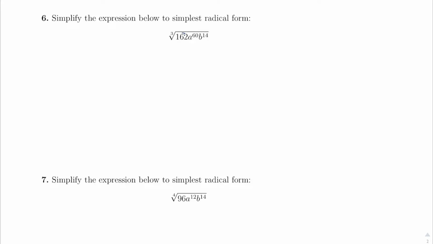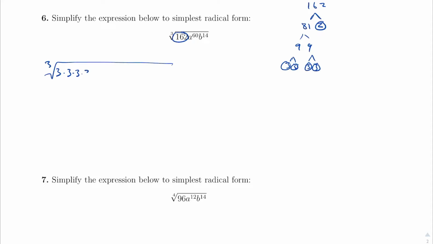So first step, to take care of the number, you do need to break the number down. It looks like for me that number is going to be 2 and 81, 9 and 9, 3 and 3, 3 and 3, 3, 3, 3, 3, 2. So we end up with the cube root of 3 times 3 times 3 times 3 times 2.